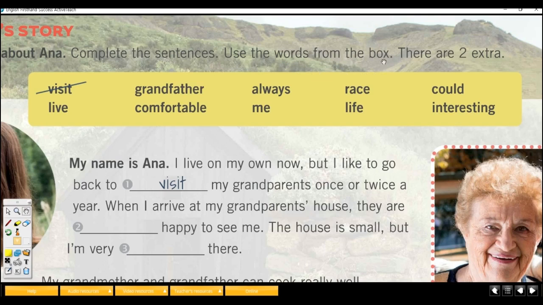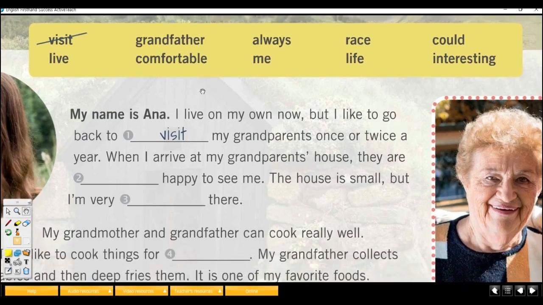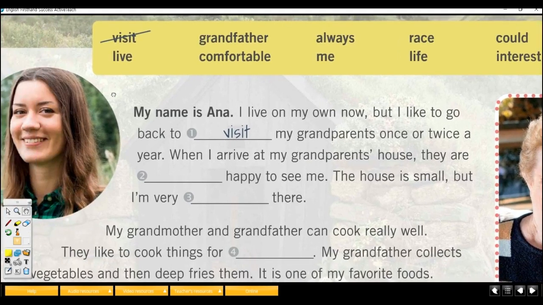It says use the words from a box. There are 2 extra. 추가하는 거 2개 있어요. There are 2 extra ones. So let's look at this. Here's Anna again. Okay.